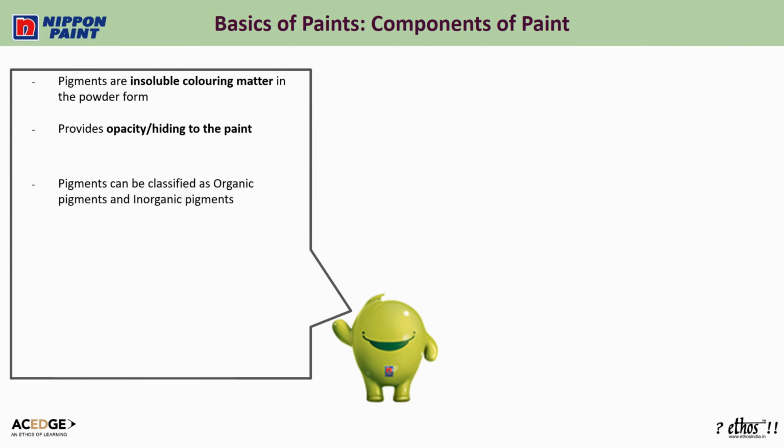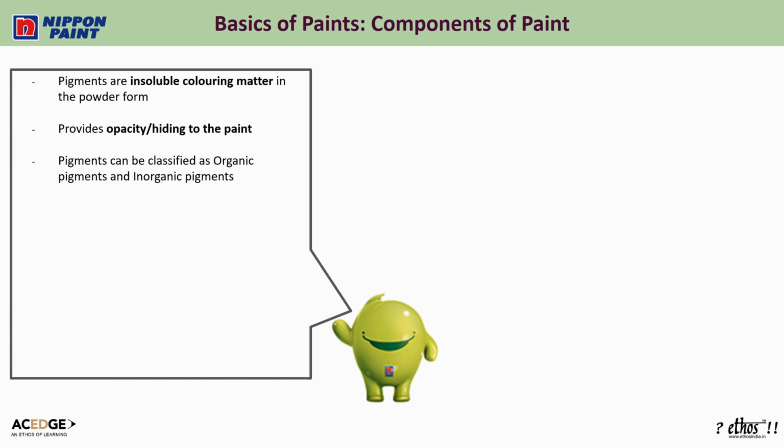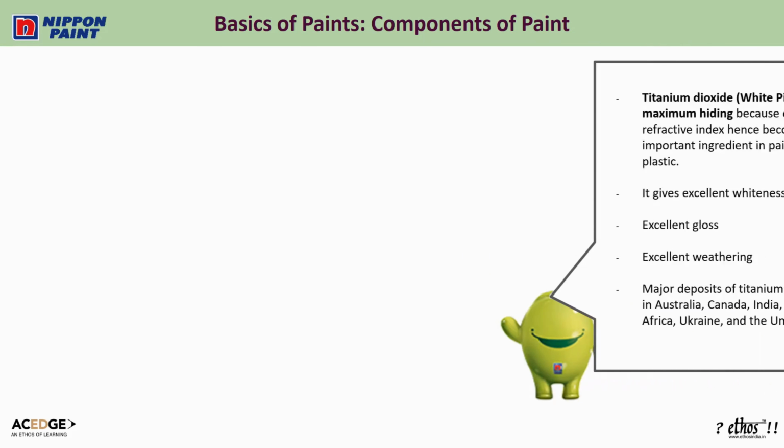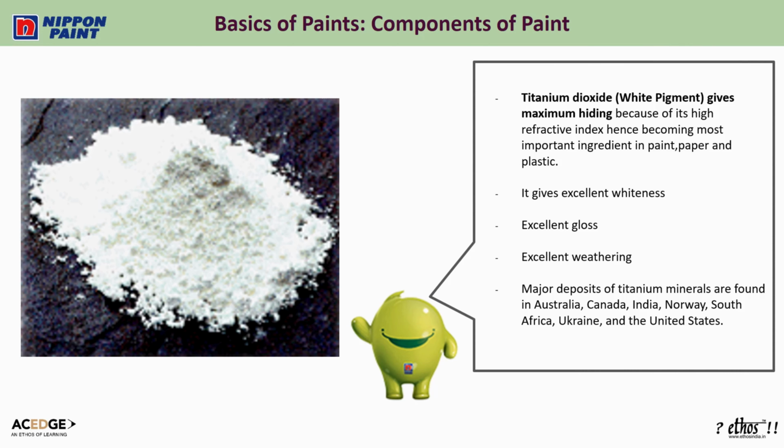Pigments can be classified as organic pigments and inorganic pigments. The durability of paint is also dependent on the type of pigment used in paint formulation. Some examples of pigments are titanium dioxide, red oxide, yellow oxide, phthalocyanine blue, etc. Some of its functions are that it provides color opacity to the paint and is also responsible for paint film performance. The most common inorganic pigment is white titanium dioxide, which provides over 70% of total pigments used. It has a high refractive index and gives a gloss to the paint.